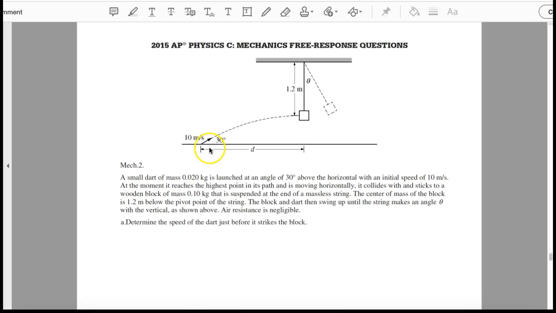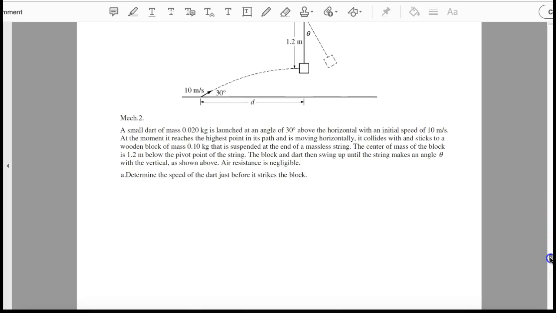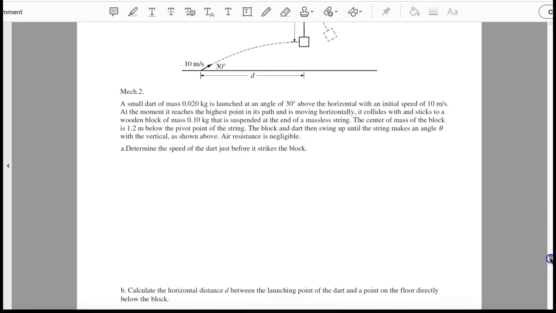So we have a small dart. It is shot out of something, and it is launched at an angle of 30 degrees. It comes up, it hits this block, it sticks in the block, and it pushes it over to an angle. So pretty simple problem to do. Really like these because they combine both energy and momentum. So you just have to be careful about what's conserved and when it is conserved.